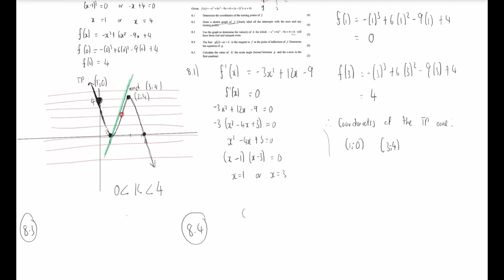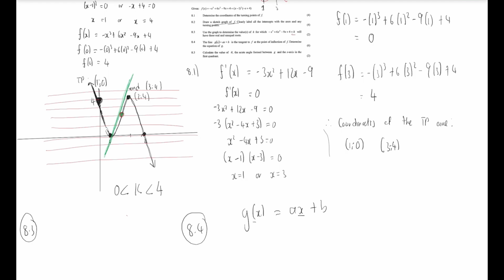So now, our equation is g of x equals ax plus b. So let's start by finding the point x and y. We know that the graph of g is a tangent at the point of inflection. So now let us find the coordinates of the point of inflection.